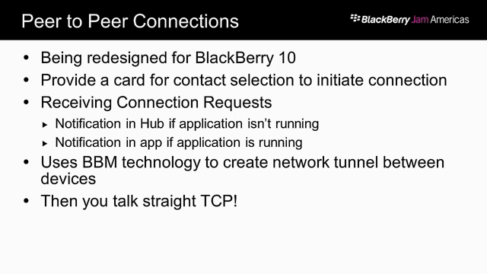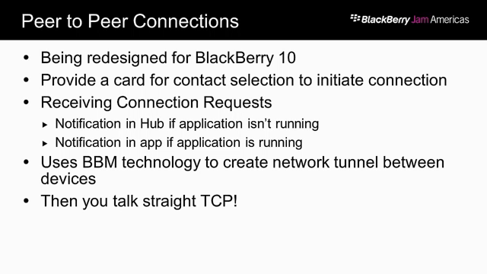Some of the details I can share with you today is what we're thinking around the design. As we do for chat, we'll provide a card for contact selection. So if you want to initiate a connection to another peer, we'll bring up that contact picker to allow you to choose the people or the person that you want to connect to. On the recipient side, if the application is running, the application would be notified that a user is trying to make a peer-to-peer connection to you, and the application can choose to accept or reject that connection. If the application isn't running, the notification would go into the BlackBerry Hub, where the user can accept or deny the connection. If they accept it, it's going to launch the application and initiate that connection process.